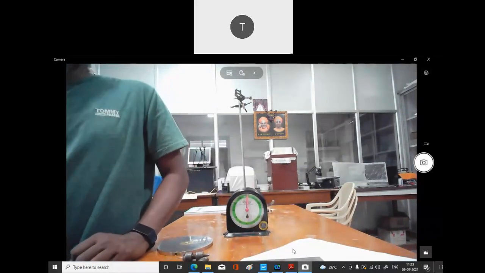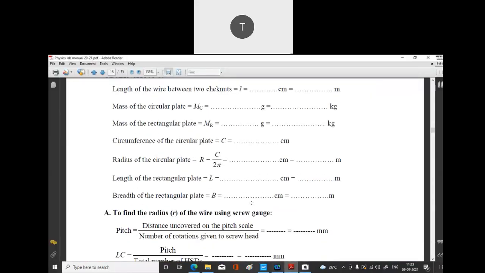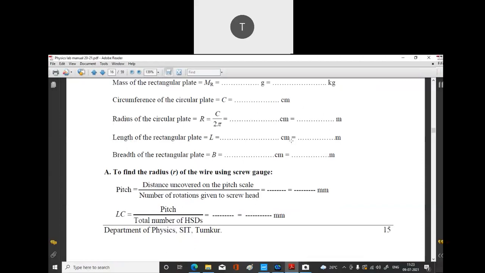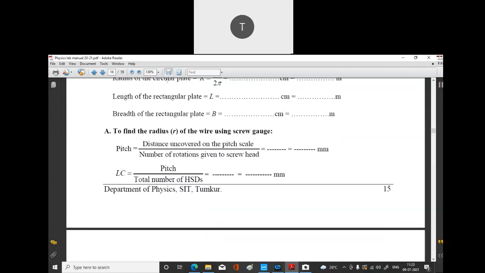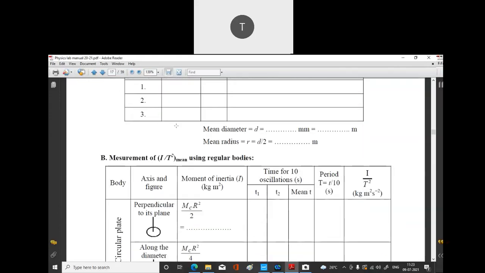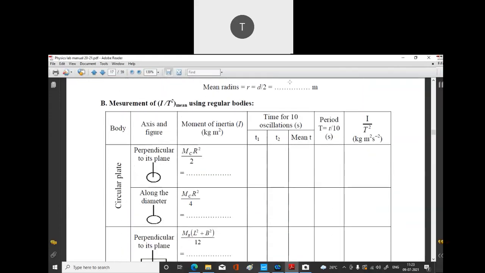Okay, so this is what you are going to do. Even a high school person could do it. As you see here, you have to find the radius, and I have explained that. Now the main experiment comes into the picture, where you're actually going to have your entire setup.